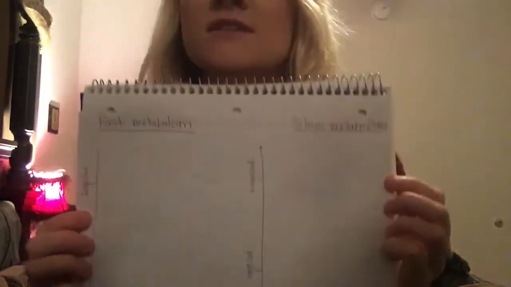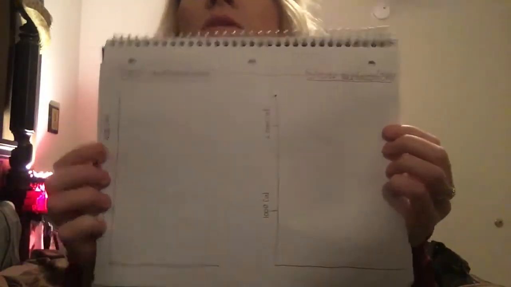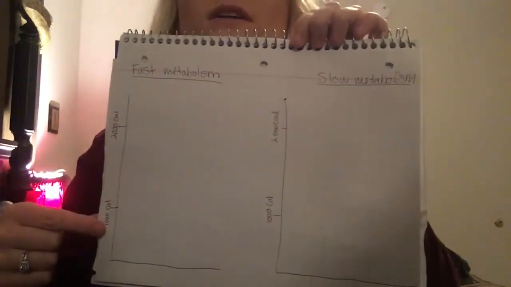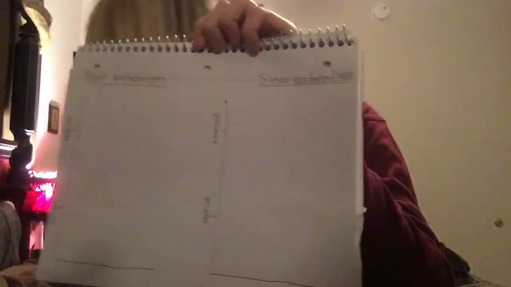So for all you visual learners, I created a little graph to explain your fast metabolism versus your slow metabolism. And then a little later, I'll explain how you get your metabolism from a slow metabolism up to working faster. So here's my little graph that I hope you can see. This is a struggle. So over here we have our fast metabolism. Over here we have our slow metabolism. Up here's 2,000 calories and down here is 1,000 calories.